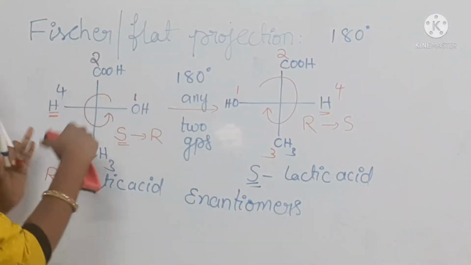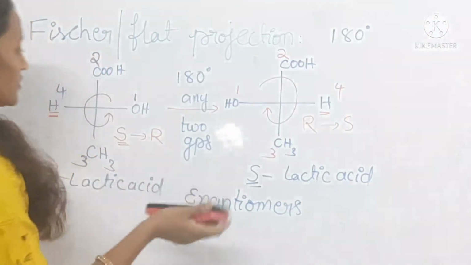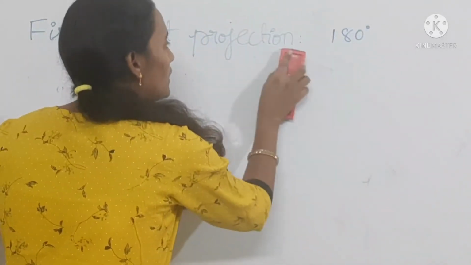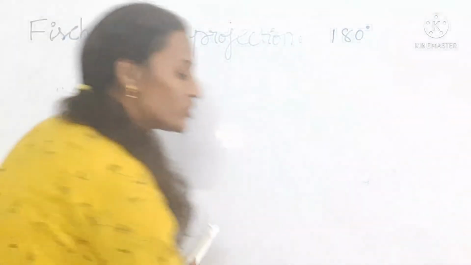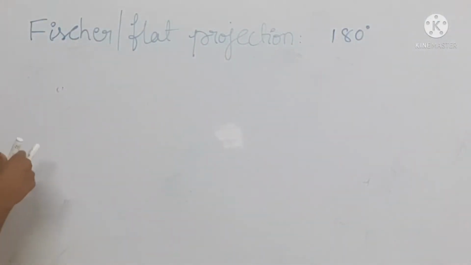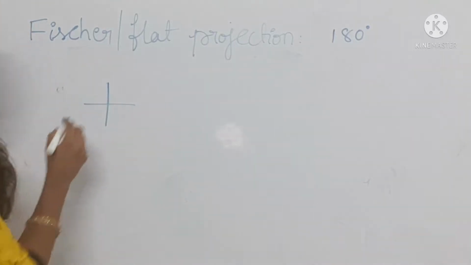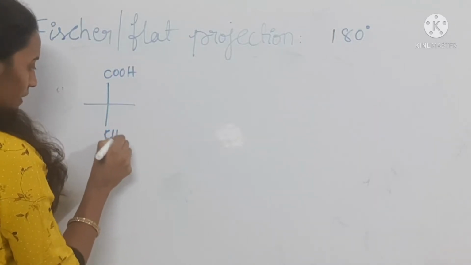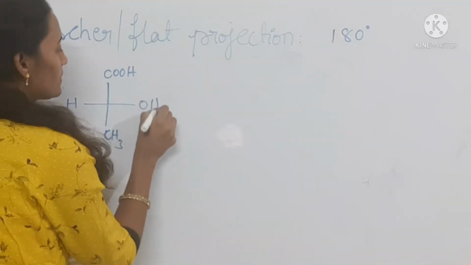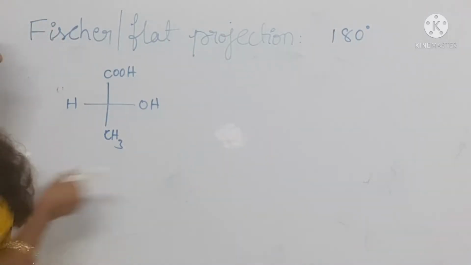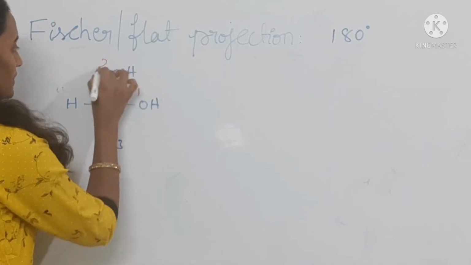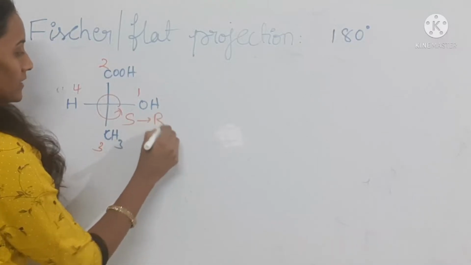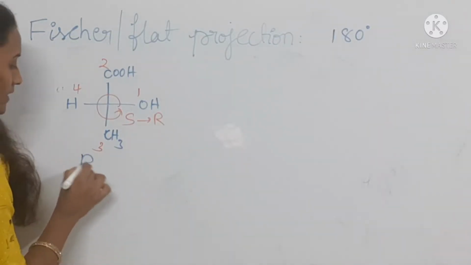Okay, suppose you take rotation of the groups present on the vertical line. Just try to assign configuration for the groups if they exchange their position on the vertical line. Which configuration will you get? See, the same lactic acid you can take. This is the COOH, this is the CH3, this is the H and this is the OH. Now you can assign priority for these groups, first, second, third, fourth. You will get S, and S becomes R. That means this is the R lactic acid.